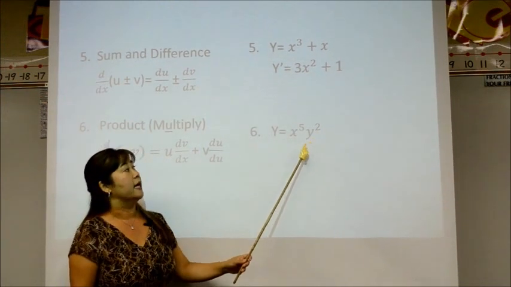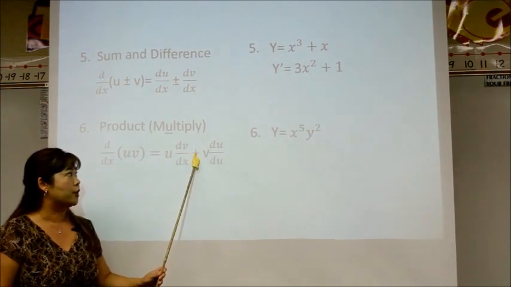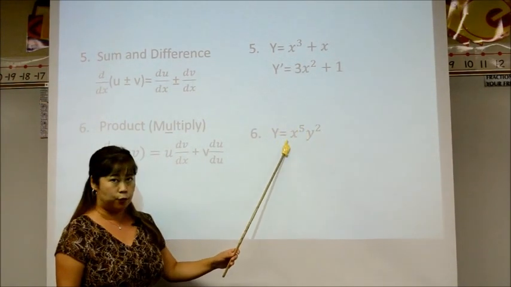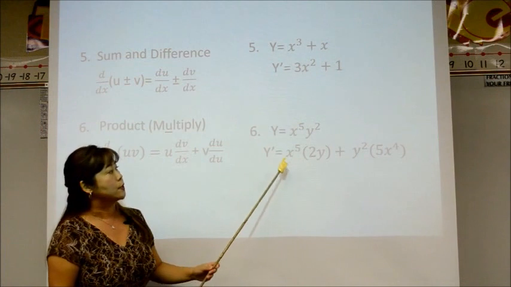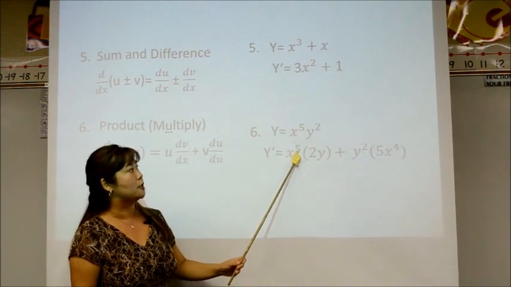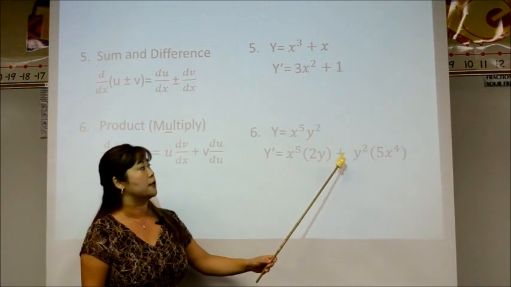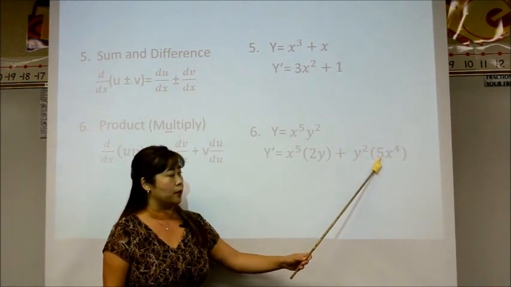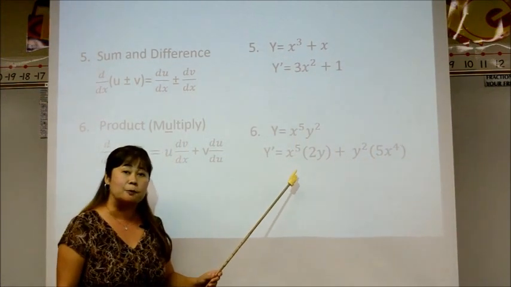2y, okay? And then we're going to put a plus right there, and then we're going to do the opposite. We copy the v, and we take the derivative of u. All right, so this is what it looks like. So then I have, again, x to the fifth. I took the derivative of v, then I copy the v, take the derivative of u right there. Okay? And then just one more step is to simplify it.